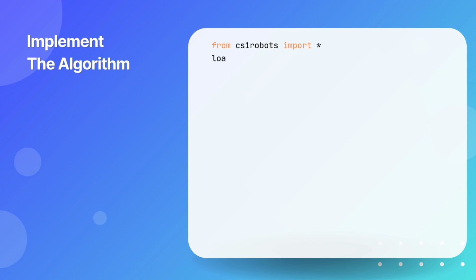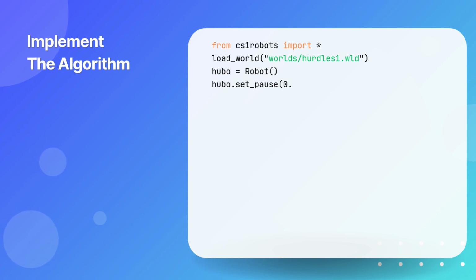Once the library is imported, the next step is to set up the environment by loading the world function. This sets up the race course with hurdles that the robot needs to navigate. A robot named Hubo is created using robot, and its behavior is configured with hubo.set_pause 0.5 to introduce a brief pause of 0.5 seconds between movements, making the actions more visible. The robot's trail is set to blue with hubo.set_trace blue to visually track its path.